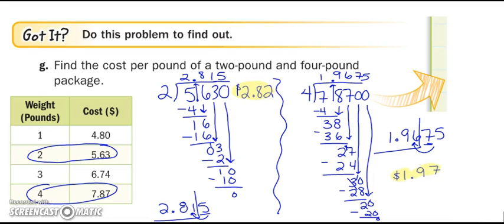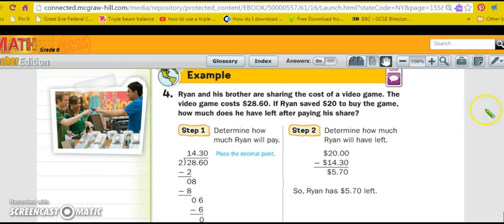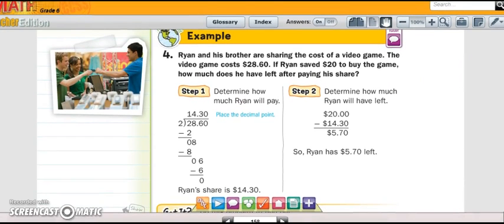Okay, let's turn our page now. And we're at example 4. So Ryan and his brother are sharing the cost of a video game. So we're talking about Ryan and his brother. So I'm going to put 2 people. Okay, the video game costs $28.60. If Ryan saved $20 to buy the game, how much does he have left after paying?